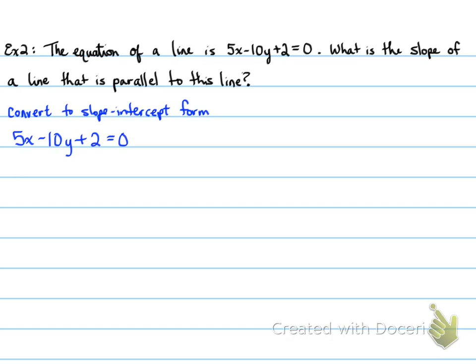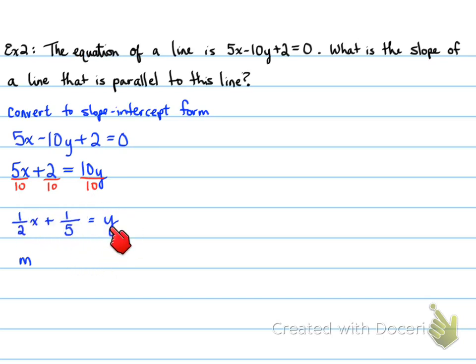What we're going to do is move the minus 10y to the other side. We get 5x plus 2 equals 10y. Why do we do that? Well, the y is negative here, so we move it over to make it positive. Then the next step is to divide each term by 10, and we end up with y equals 1/2 x, because 5 over 10 is equal to 1/2, plus 2 over 10, which is 1/5. That's our equation: y equals 1/2 x plus 1/5.